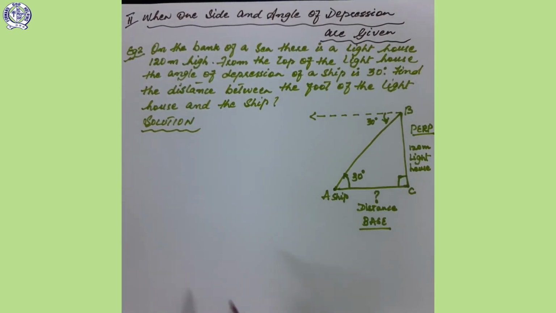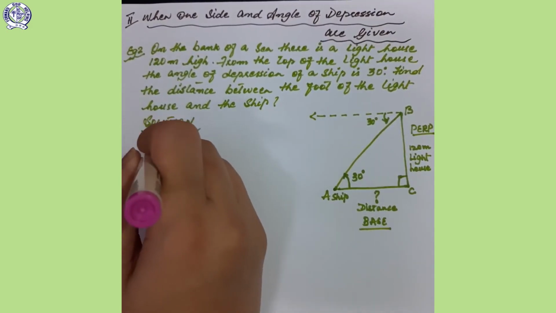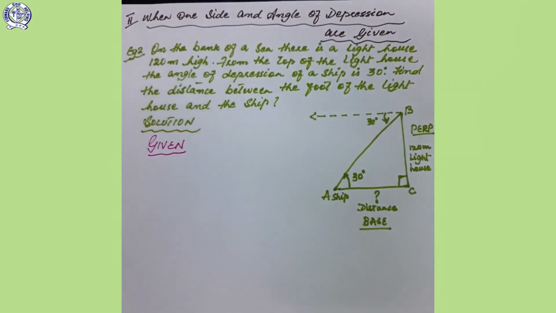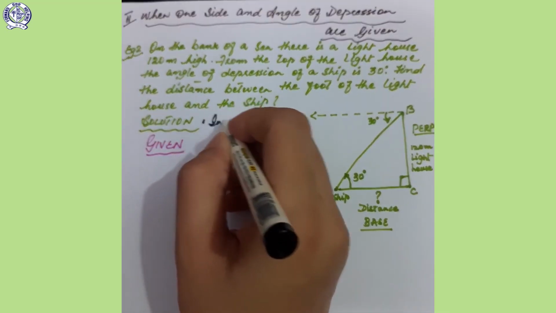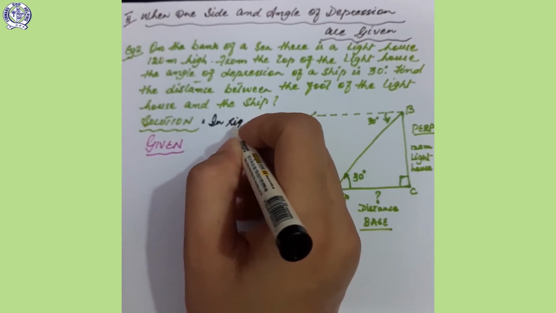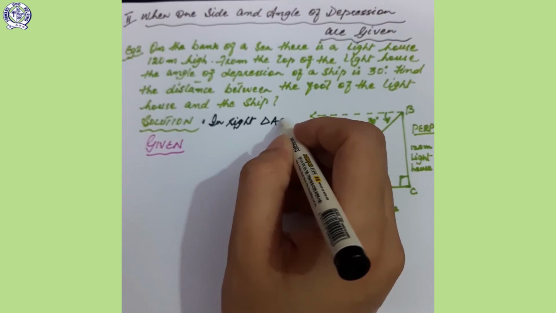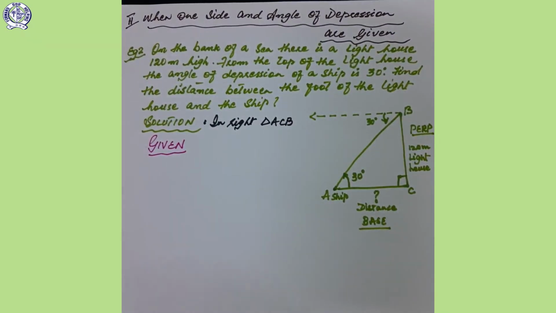So we will write the given first, what is given in the question. Again it is a right angle triangle, in right triangle ACB. This is according to the figure.